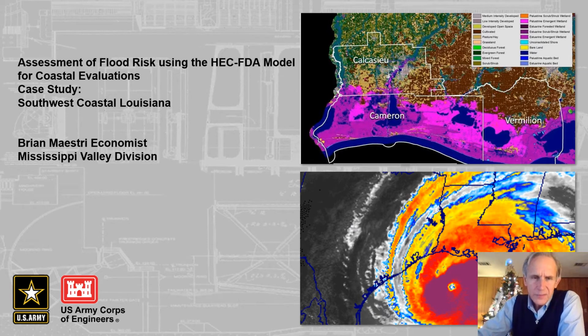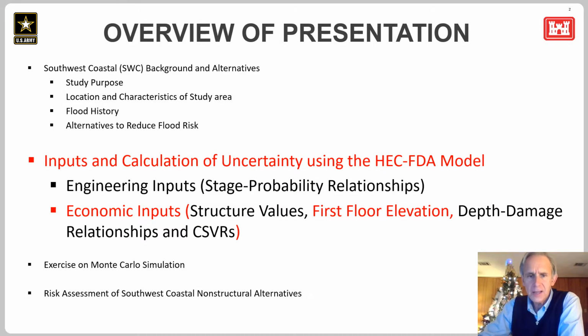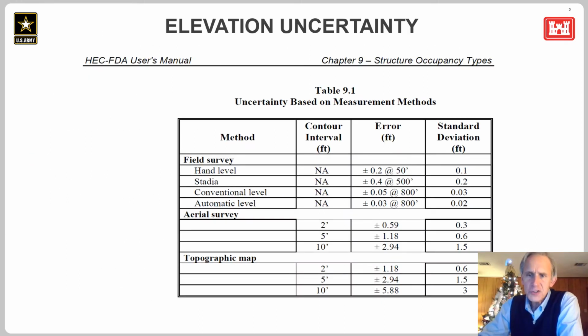Brian Maestri, continuing with the assessment of flood risk using the HEC-FDA model for coastal evaluations, and the case study being Southwest Coastal. In this portion, we're going to look at the inputs and the calculation of uncertainty using the HEC-FDA model, specifically the uncertainty surrounding first floor elevation of residential and non-residential structures. If you go to Chapter 9 of the HEC-FDA manual, you see a simple table, Table 9.1.